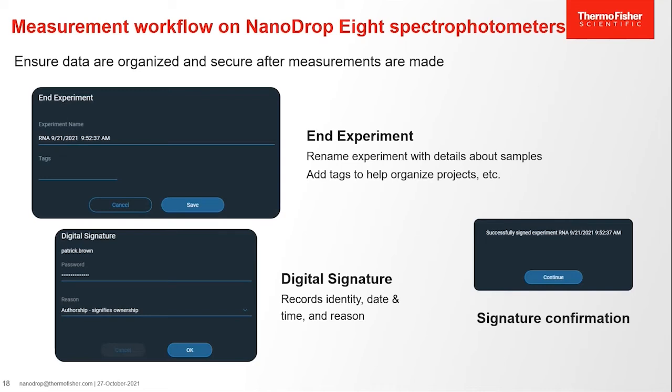Then you're prompted for the password as well as the reason for the signing. In this case, we've just finished making measurements, so the reason here is authorship, signifying that I am the one who created these measurements. And finally, after you click OK, you get a notification saying that the data are successfully signed. Of course, if you need to, you can always go back into the history and make modifications. If you need to make a modification, again, you'll be prompted for your digital signature. And if you also are the head of the lab, the QA, you can also review and approve data for future use.